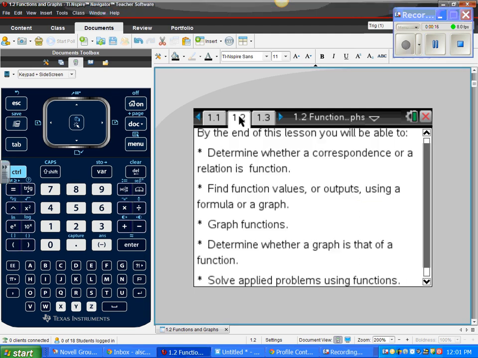Okay, so by the end of this lesson, you will be able to determine whether a correspondence or a relation is a function, find function values or outputs using a formula or a graph, graph functions, determine whether a graph is that of a function, and solve applied problems using functions.